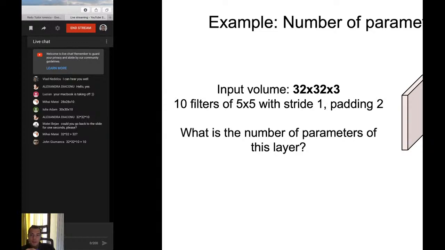So recall that the weights are the parameters that are learned for the convolutional filters, right? Okay, so we have, let's say, a close answer from John, if that's your actual name. But it's still not complete. Okay, so we have a good answer again from Alexandra.